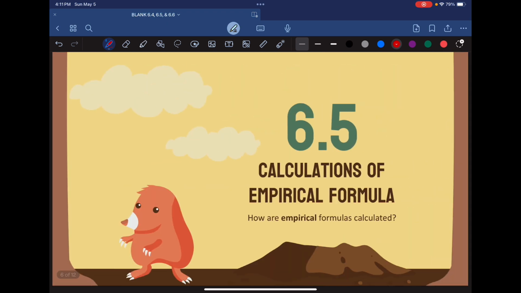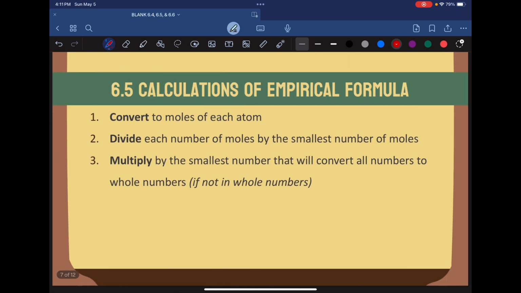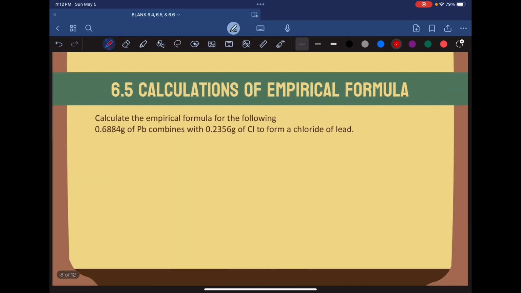Moving over to 6.5, this is calculations of the empirical formula. So how are the empirical formulas calculated? There's 3 wonderful steps. Step 1, you're going to convert to moles of each atom. Step 2, you want to divide each number of moles by the smallest number of moles. And step 3, multiply by the smallest number. That will convert all numbers to whole numbers, if not in whole numbers already. Let's put those steps to this wonderful problem.